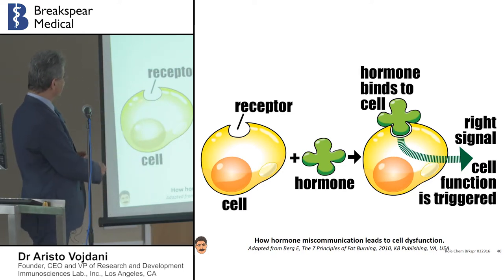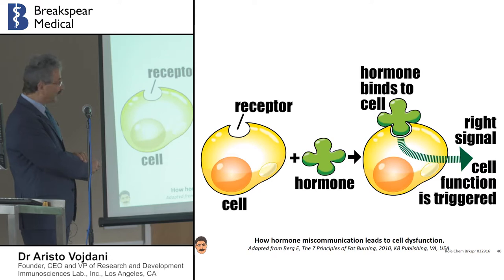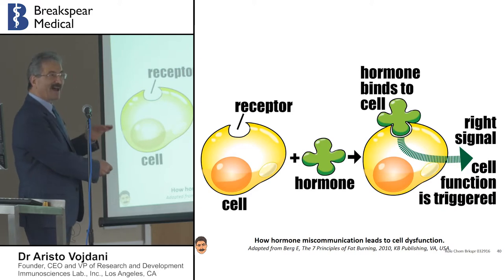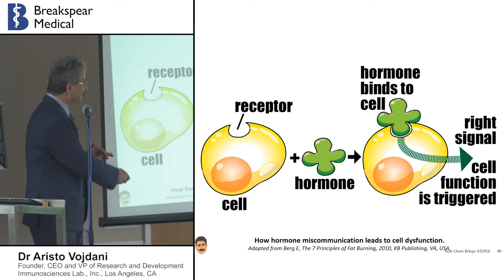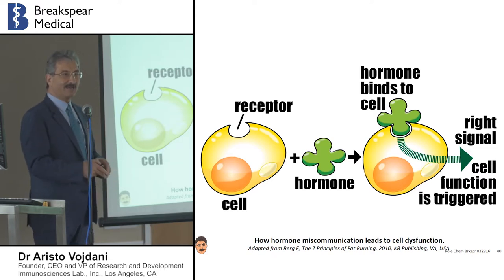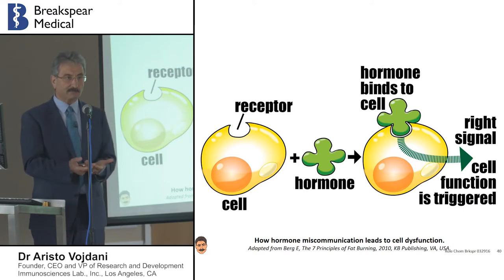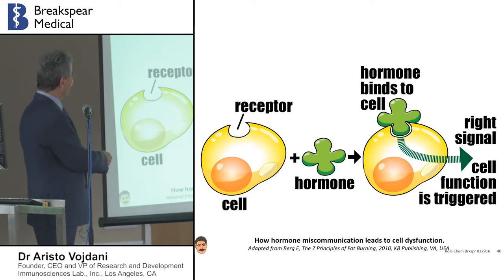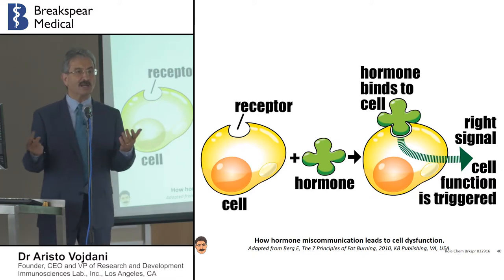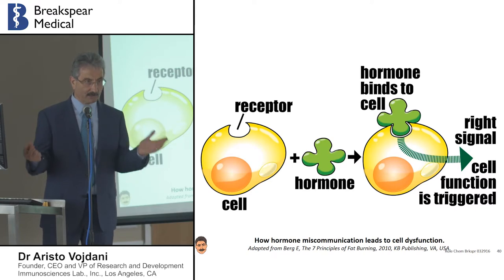And here is a cell has a receptor. The hormone binds to the receptor. When the hormone binds to the receptor, it activates several cascades of events. Several cascades of events occur and signals go through and cell function is triggered. So hormone binds to its receptor, then ends with cell functionality. So far you are with me, right?